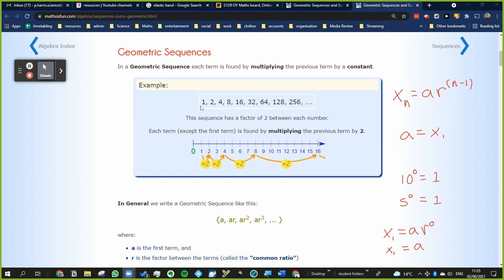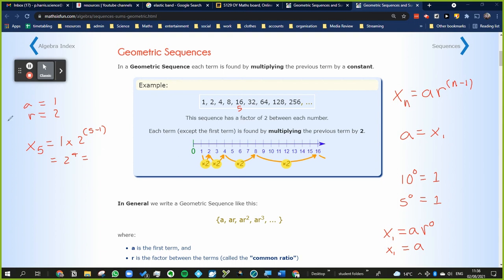So, for example, in this sequence we've got here, I'll just write this down. The common ratio is 2, and the first value, the first term, is 1. So if I go 1, 2, 3, 4, 5, there's the fifth term. So x5, the fifth term, would be equal to a r to the power of n minus 1, which is 1 times 2 to the power of 5 minus 1, which is equal to 2 to the power of 4, which is equal to 2 times 2 times 2 times 2.